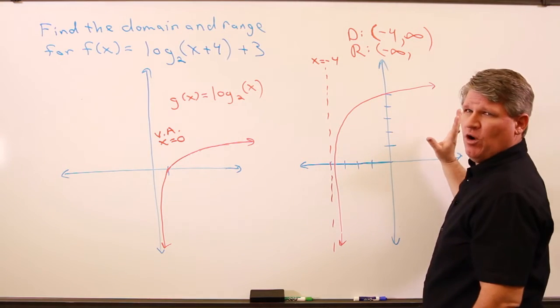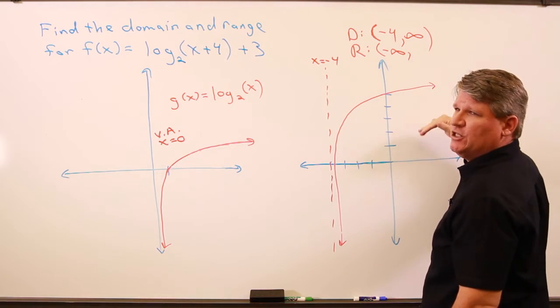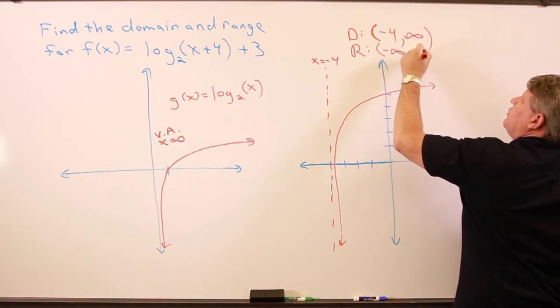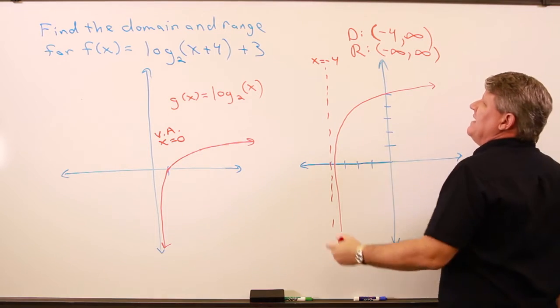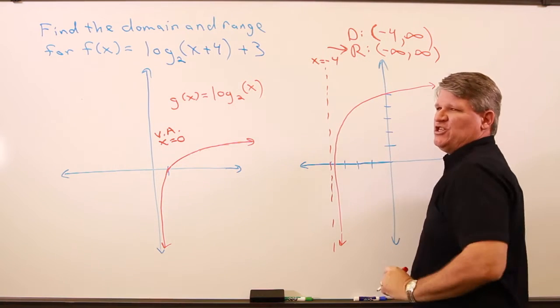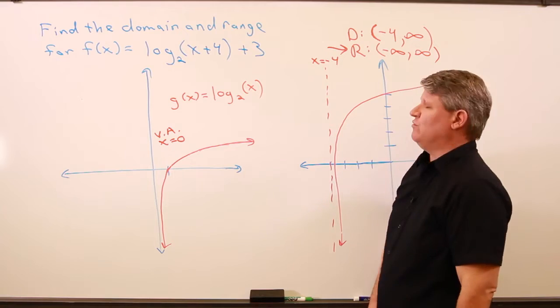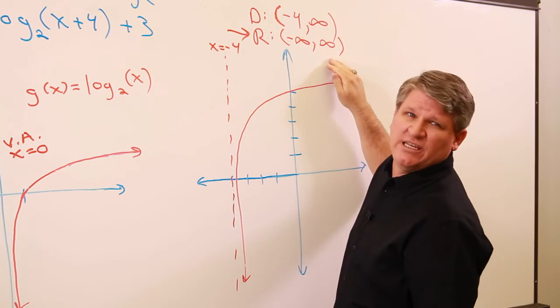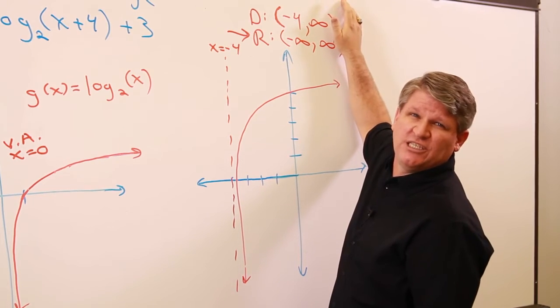Log functions go up forever. They continue to rise and rise. So our range does actually go to positive infinity. And as a matter of fact, the range of every logarithmic function will always be negative infinity to positive infinity. This never changes. The only thing that ever changes is the domain.